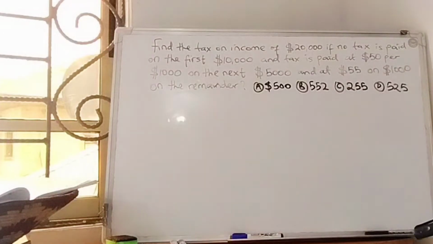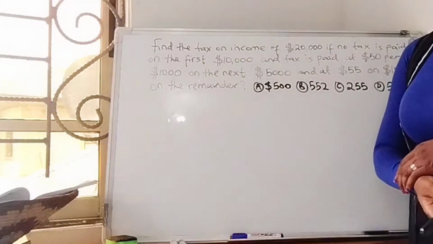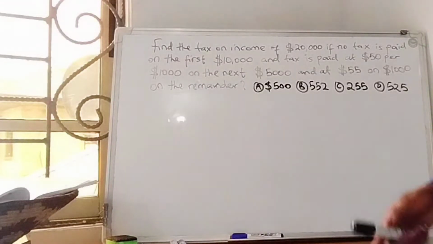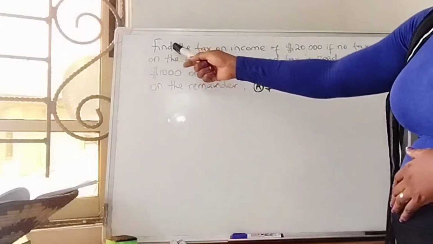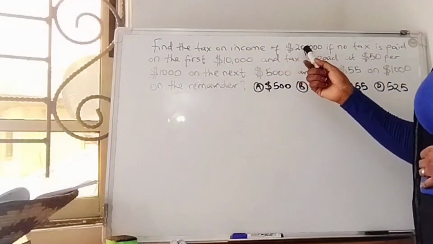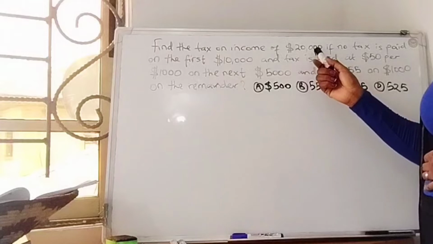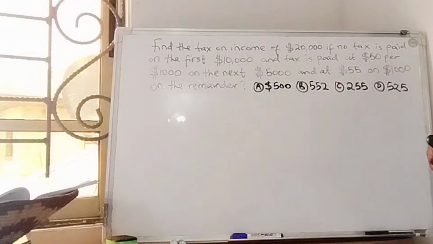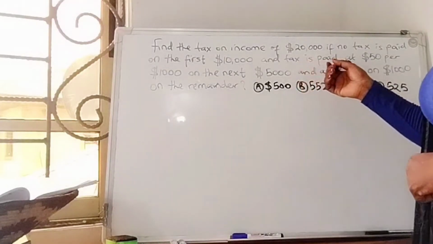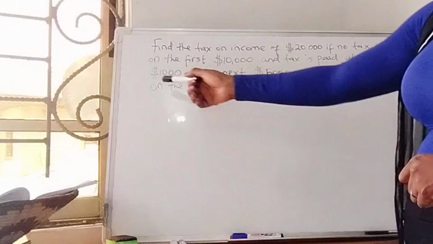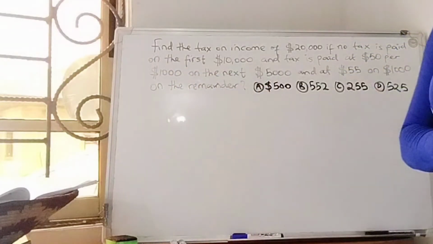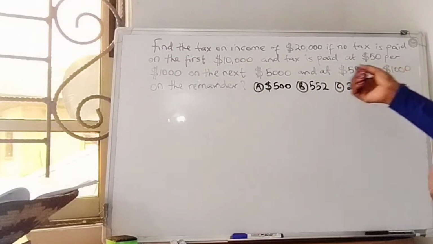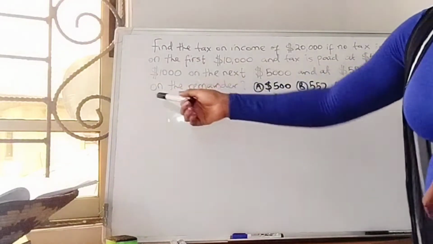I'm going to answer a question. This is one of the questions I found in 2006. So it goes like this. Find the tax on income of $20,000. If no tax is paid on the first $10,000, and tax is paid at $50 per $1,000 on the next $5,000 and at $55 on $1,000 on the remainder.